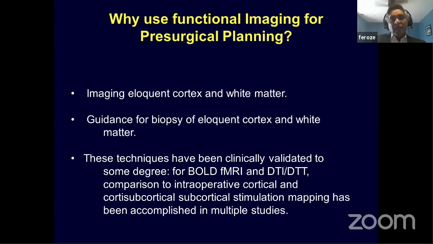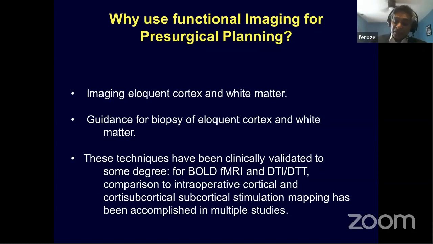And why do we need that? Because the BOLD mapping is necessary, or it's useful, I should say, for mapping the eloquent cortex. And of course, DTI is used for mapping the white matter tracts. It provides guidance for biopsy for the eloquent cortex and white matter. The majority of them have been clinically validated. They've been compared to intracortical mapping, and subcortical stimulation mapping has also been accomplished in many studies, and more people are more comfortable in its application.